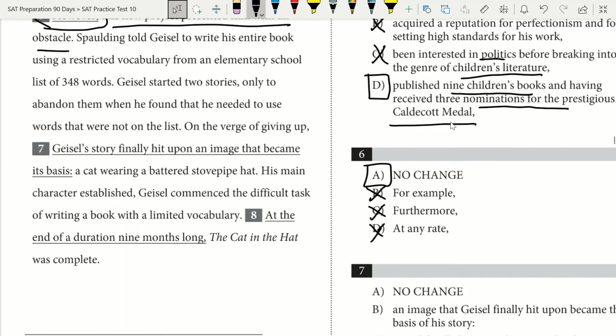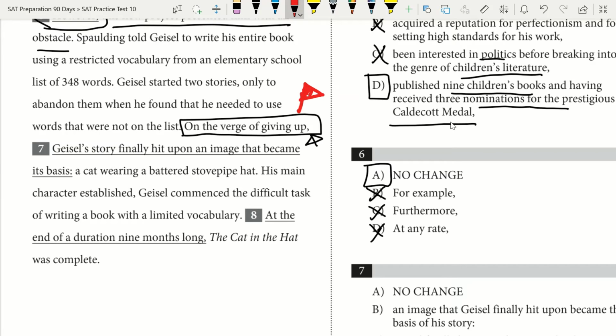All right, Spalding told Geisel to write his entire book using a restrictive vocabulary from an elementary school list of 348 words. Geisel started 2 stories only to abandon them when he found that he needed to use words that were not on the list. On the verge of giving up, okay, this right here, introductory modifier. How do I know that immediately? Because when I read anything at the beginning of a sentence followed by a comma, immediately something that is a red flag to me, not in that it's wrong, but just a red flag in that I need to watch out for it, is that it's possibly an introductory modifier. In this case, it is an introductory modifier.